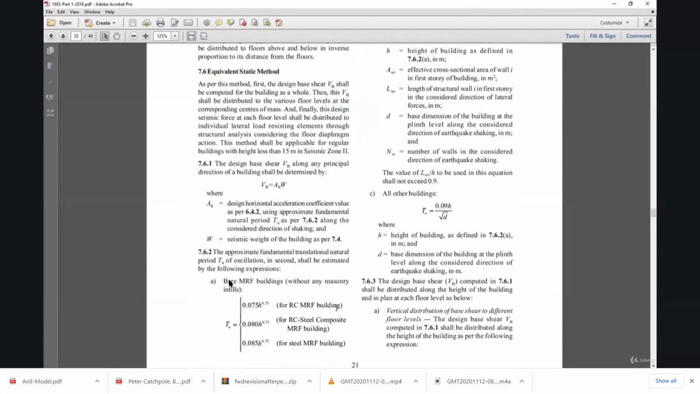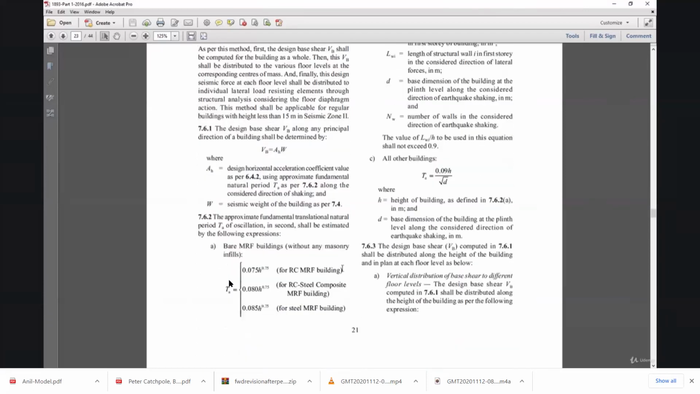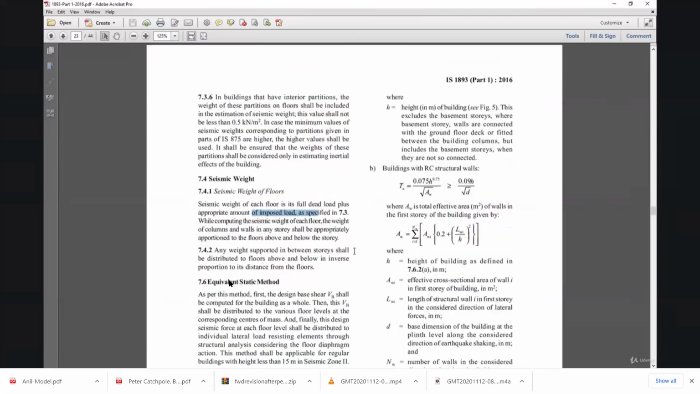Now this is a very important part: how to calculate the fundamental translational natural period. It is different for different types of building. For a bare moment resisting frame without any masonry infills, for an RCC moment resisting frame building, it is 0.075 into h to the power 0.75. For an RCC steel composite moment resisting frame building, it is 0.08 into h to the power 0.75. And similarly for steel moment resisting frame.